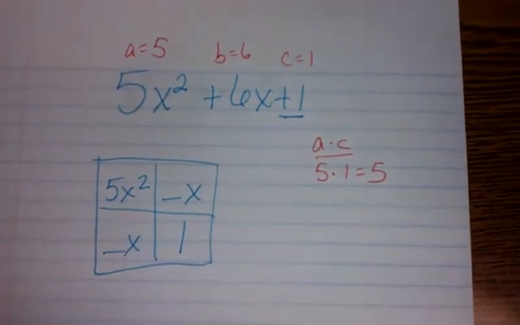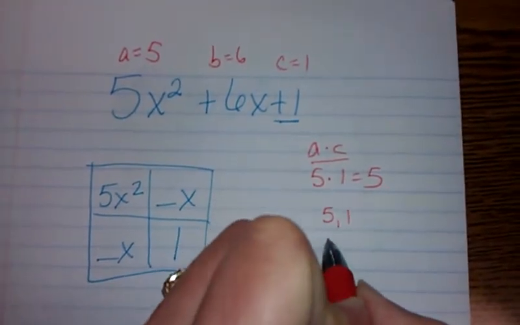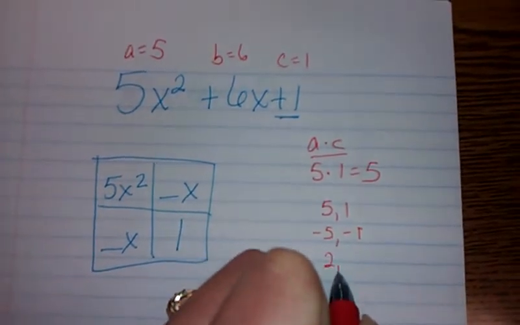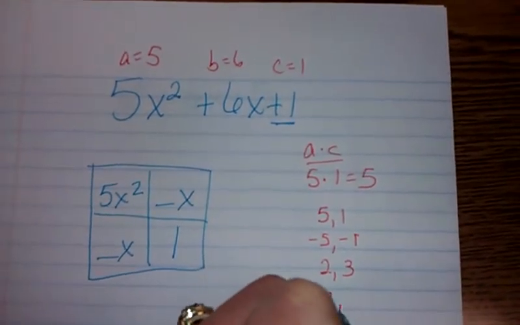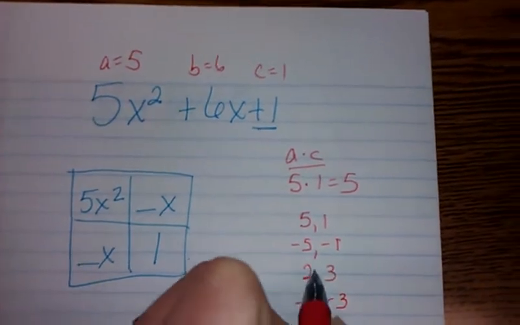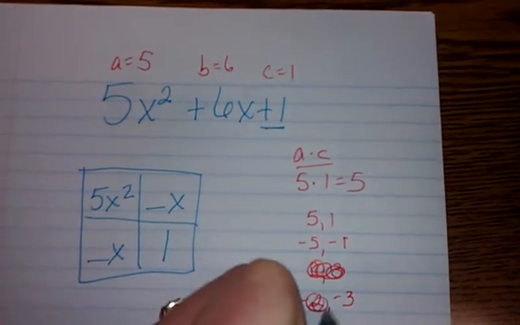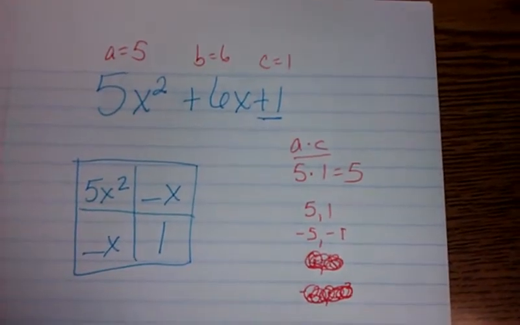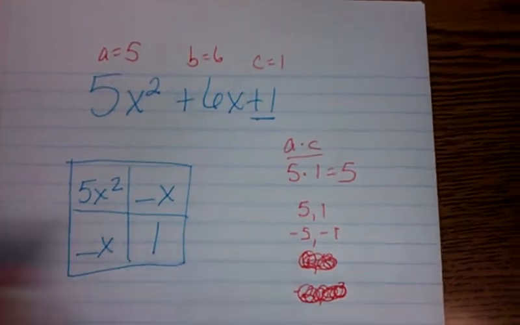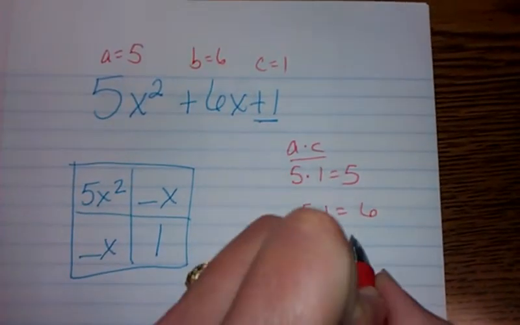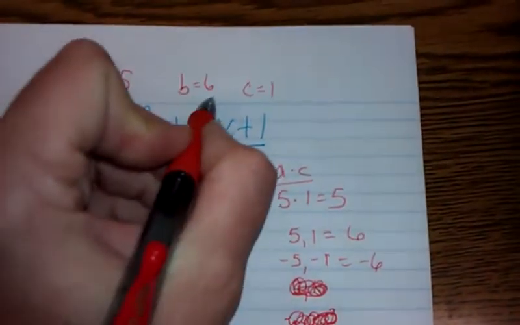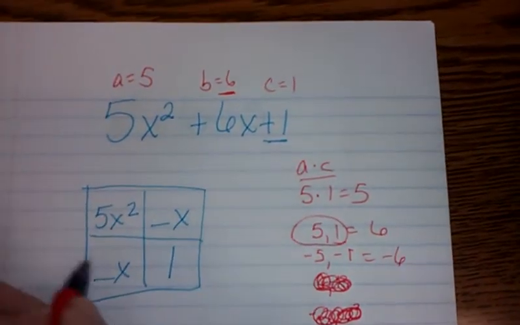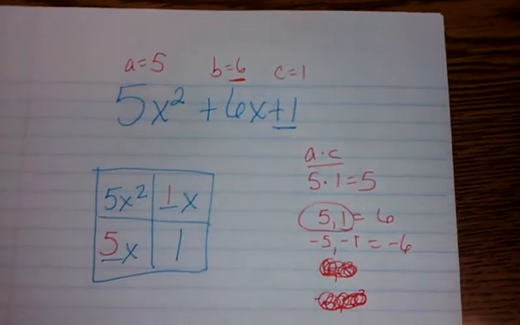What are the factors of 5? 5 times 1, negative 5 times negative 1. 2 times 3, negative 2 times negative 3. Oh, what am I saying? That is not right. Ooh, I'm losing my mind. I'm thinking of the 6. See, be careful. I'm sorry, the only factors of 5 are 5 and 1 and negative 5 and negative 1. So when I add them together, this gives me 6, this gives me negative 6. Well, I need a positive 6. There they are. So I'm going to put a 5 here and a 1 here.